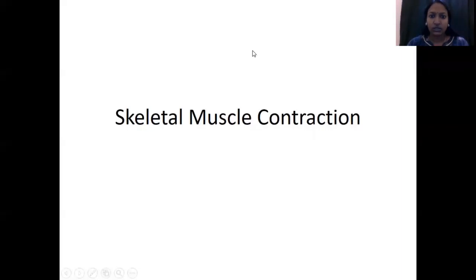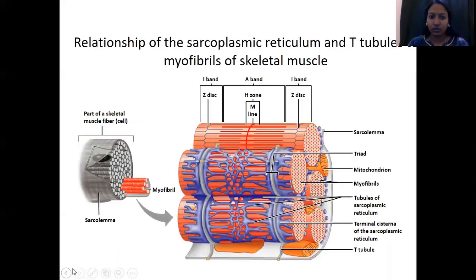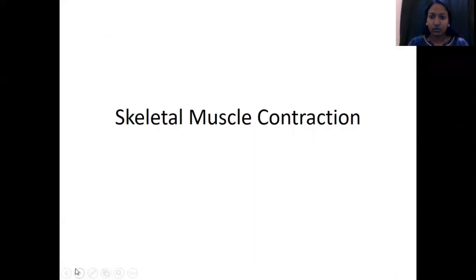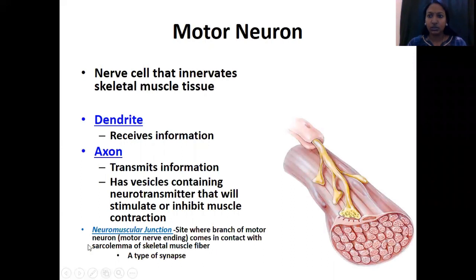Today we'll discuss skeletal muscle contraction. About the skeletal muscle description, I have already given in the last class. So we'll move on to the contraction of the skeletal muscle.